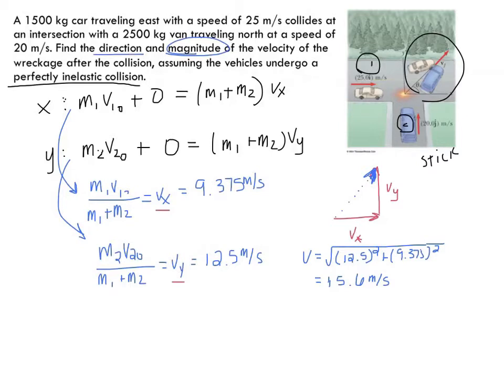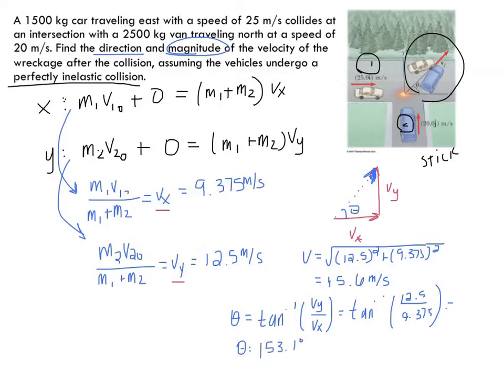So to get that, we need to get the angle at which it points. So remember that in order to solve for angles, we need to use inverses. In this case, inverse tangent works. So remember that tangent is opposite over adjacent. So the inverse tangent of our 12.5 divided by 9.375 gives us an angle of 53.1 degrees. So this covers our direction part of our equation.